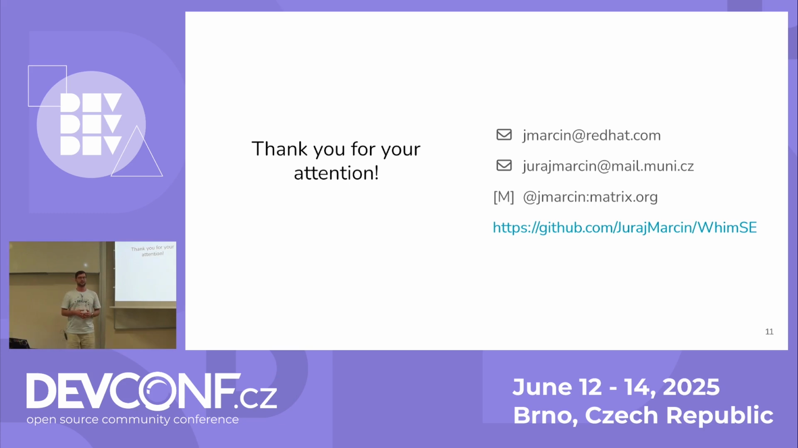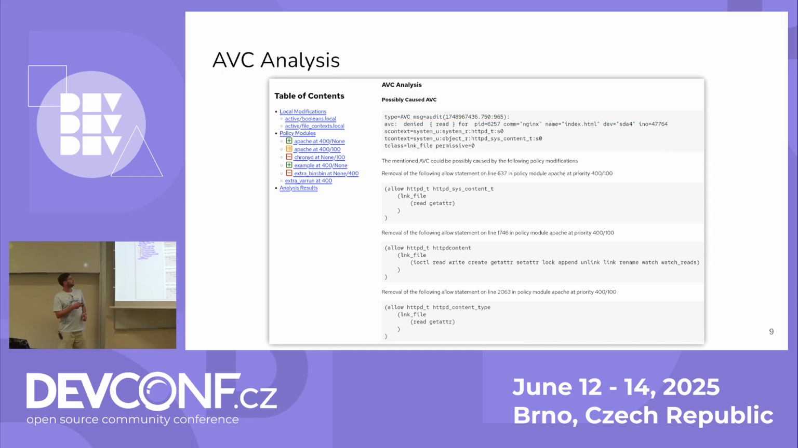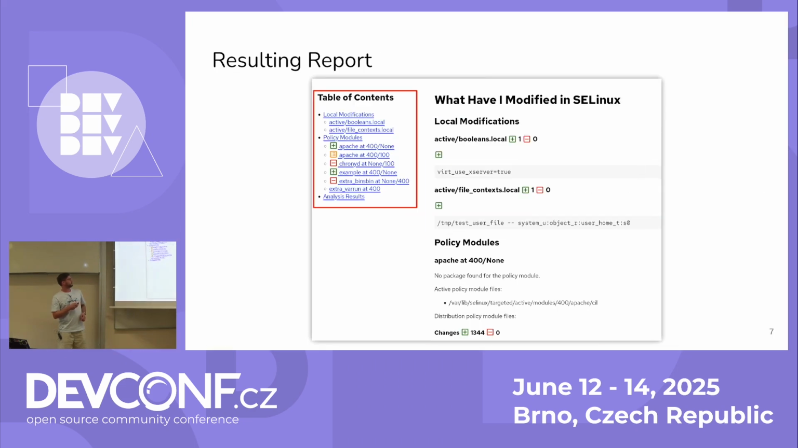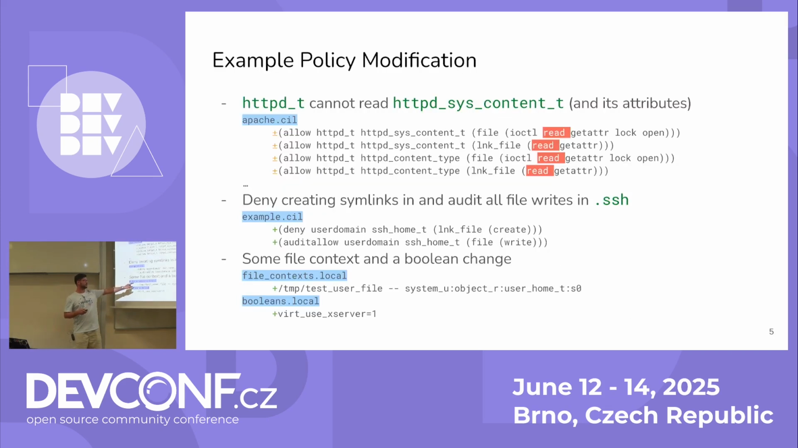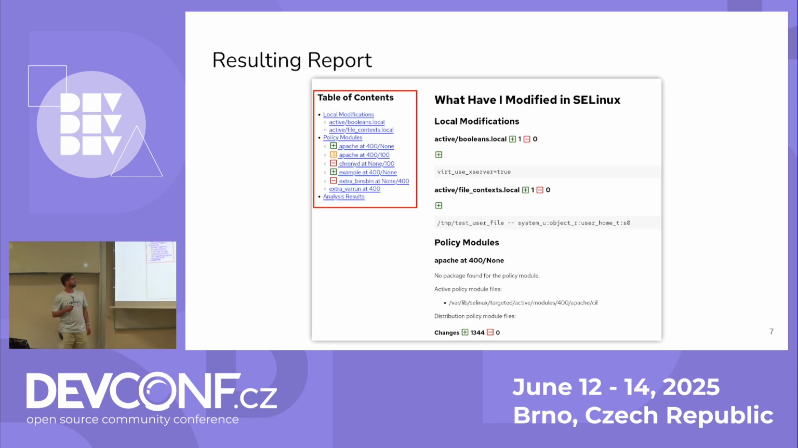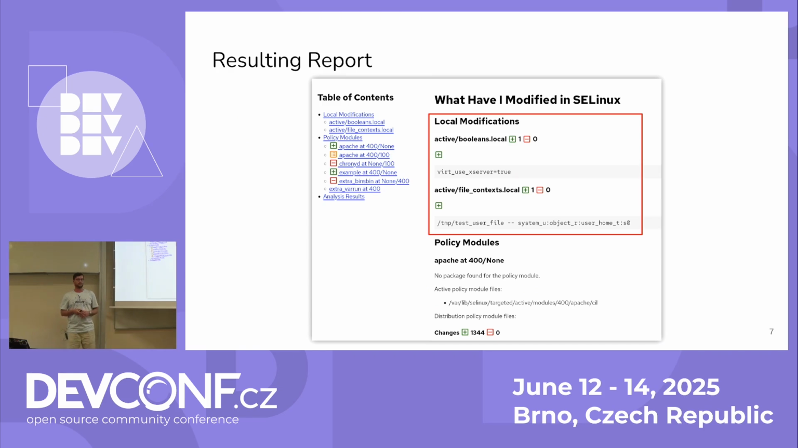So the question is that you can create an override in file context without creating a module, if I understand it correctly. Yeah, it also includes that. If I go back to the example policy modification, this file context is in the file context local that was added with the semanage command. And also this Boolean modification was made with the semanage command. And those are included in the report under the local modifications section.